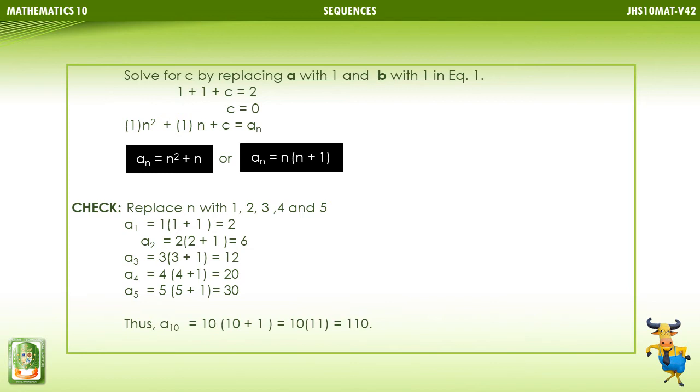Check. Replace n with 1, 2, 3, 4, and 5. a sub 1 equals 1 times (1 plus 1) equals 2. a sub 2 equals 2 times (2 plus 1) equals 6. a sub 3 equals 3 times (3 plus 1) equals 12. a sub 4 equals 4 times (4 plus 1) equals 20. a sub 5 equals 5 times (5 plus 1) equals 30. Thus, a sub 10 equals 10 times (10 plus 1) equals 10 times 11 equals 110.